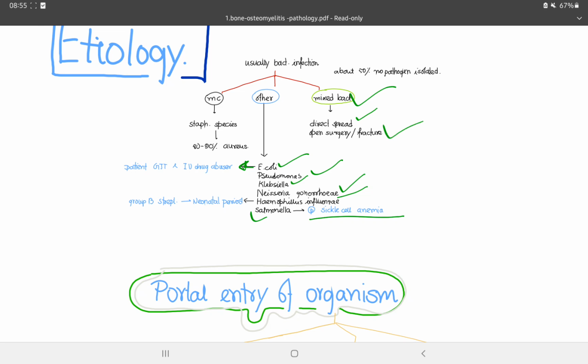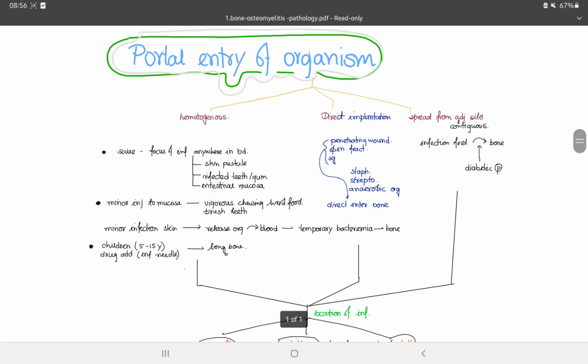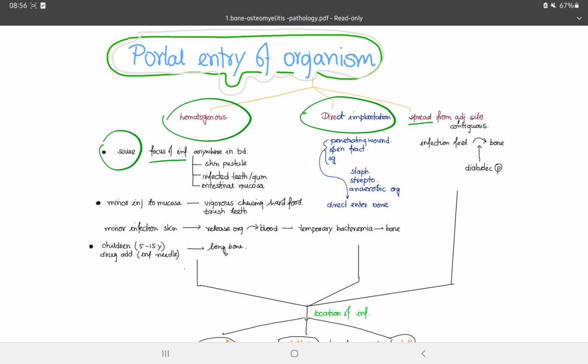Most commonly Staphylococcus is involved, and others are E. coli, Pseudomonas, Klebsiella, and mixed bacteria, which can be involved by direct spread, open surgery, or portal entry of the organism. It may be by the hematogenous route, direct implantation, or spread from adjacent sites. In the hematogenous route, the source is a focus of infection anywhere in the body. It may be a skin pustule, or an infected tooth or gum, or intestinal mucosa, etc.